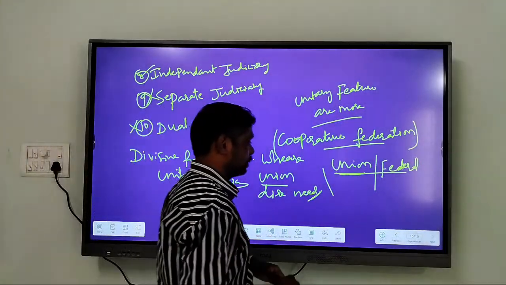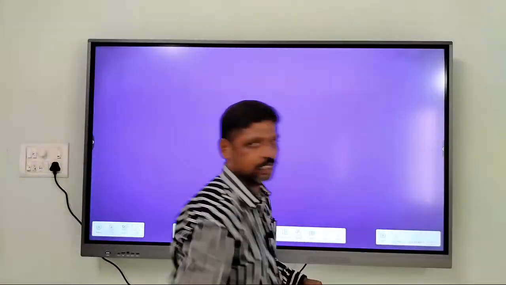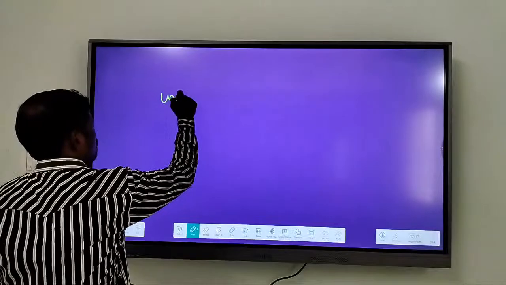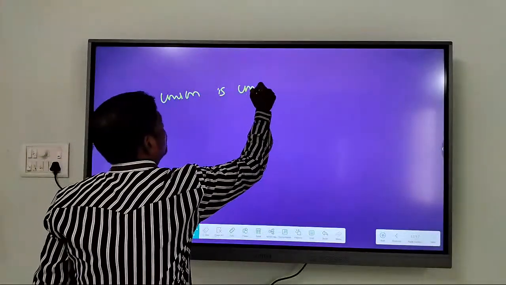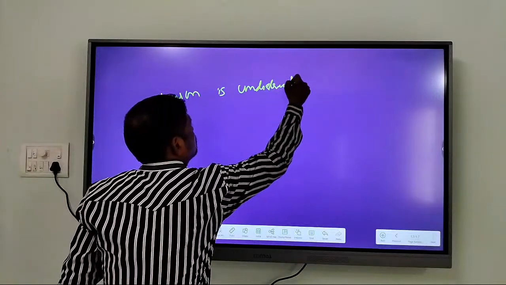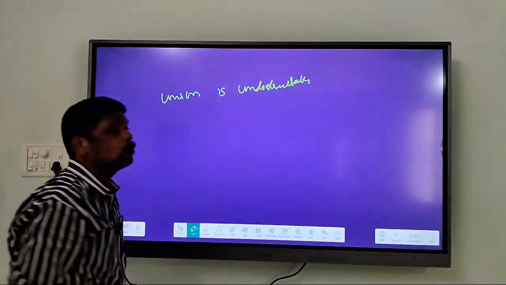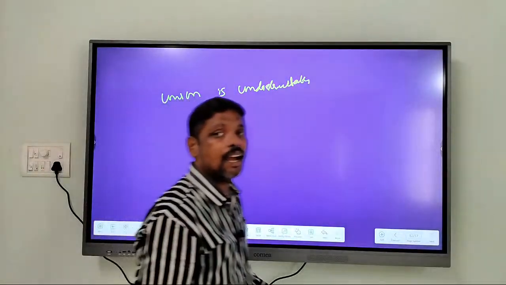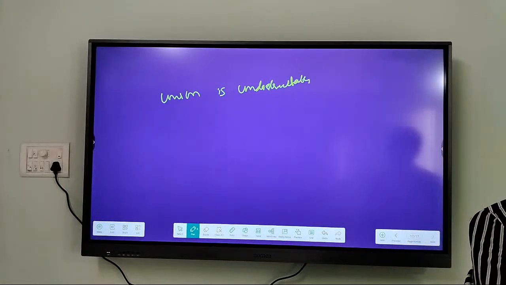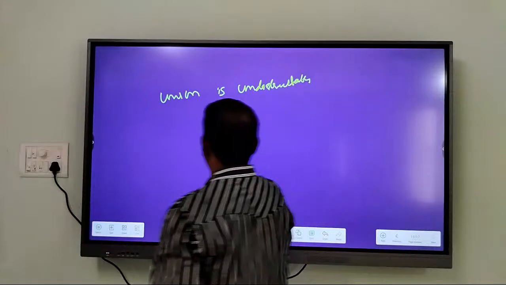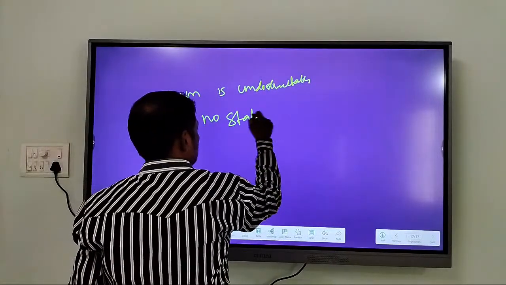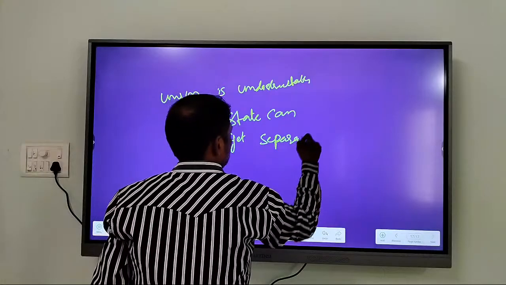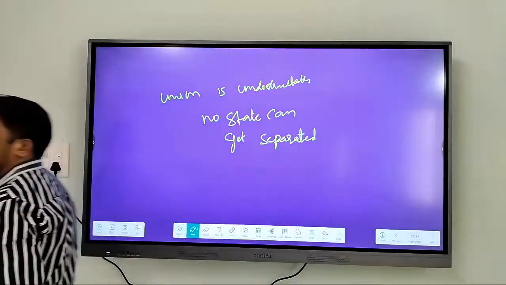Alright, so if you take Article 1, Article 1 calls India a union with federal features, and this Indian union is indestructible. So no one has the power to secede from the Indian union. No state in India has the right to secede, that is, no state has the right to get separated. No state can get separated from the Indian union.